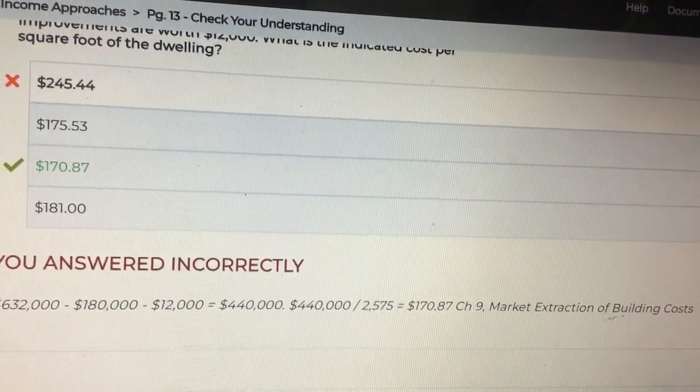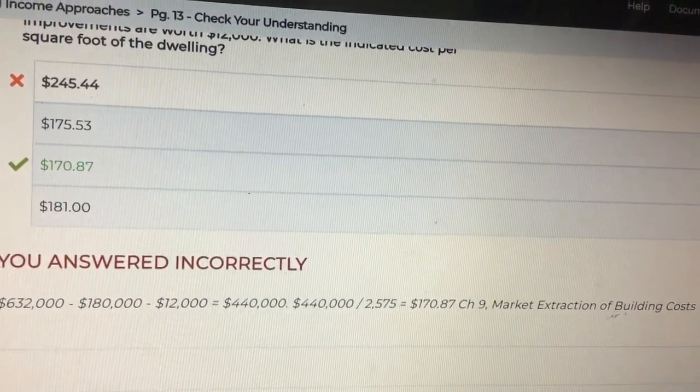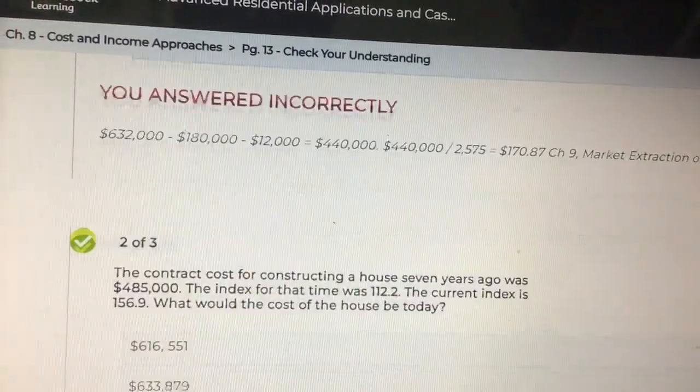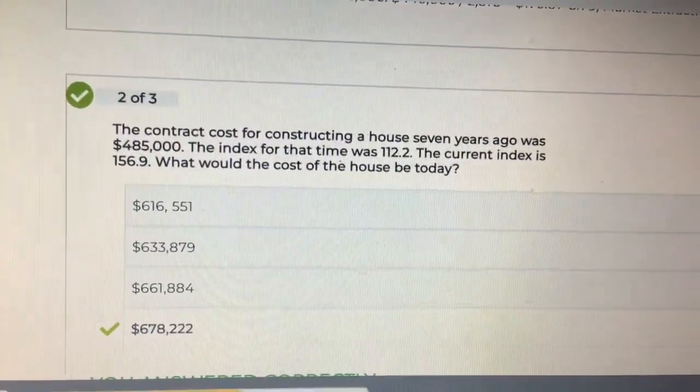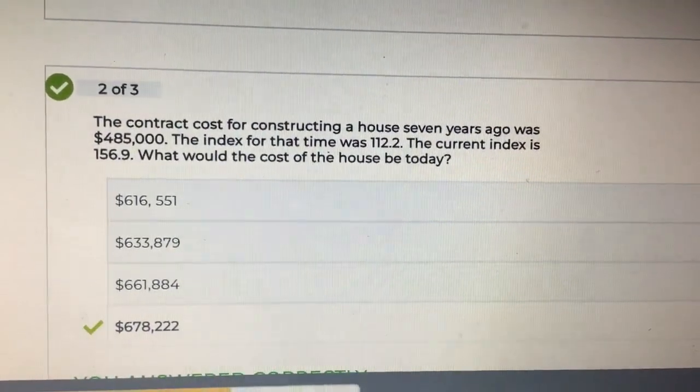440,000 divided by 2,575 equals $170.87 a square foot. Number 2, you said $678,222, and that was correct.